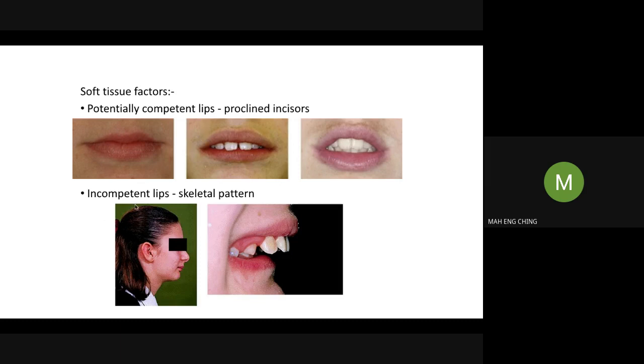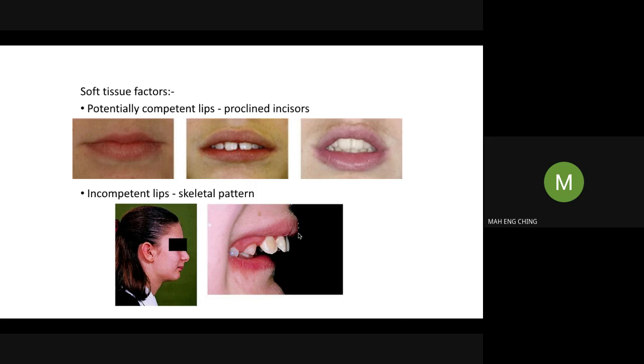The second one is totally incompetent lips. It's due to skeletal factors, because the maxilla is too long or the mandible is too short, so the lip is not able to achieve competence. So this one is due to the skeletal. Dental mostly becomes potentially competent, while skeletal usually gives incompetent lips.